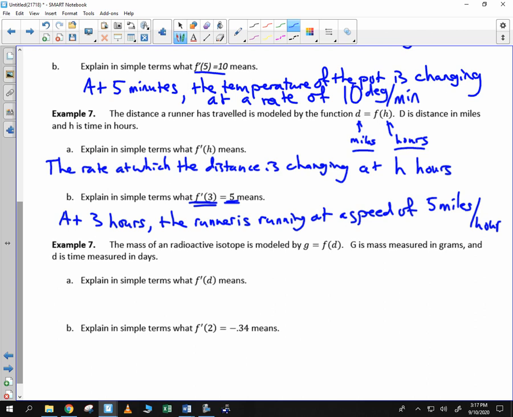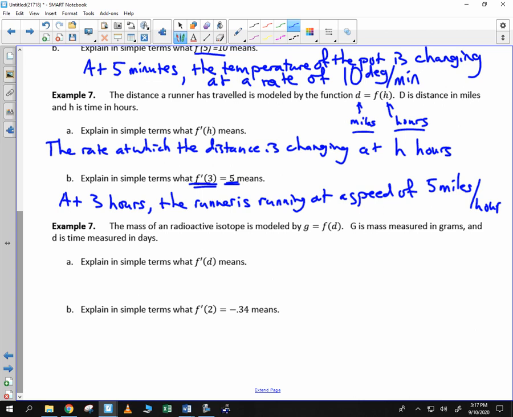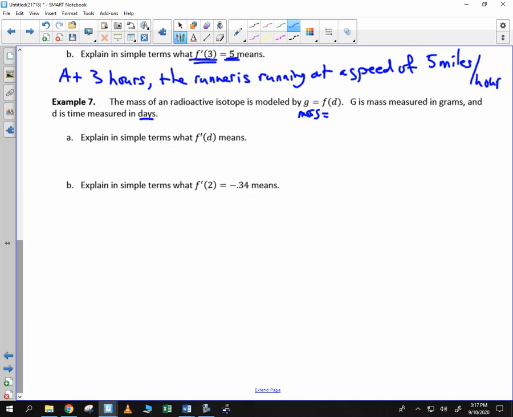Okay, at 3 hours. The mass of a radioactive isotope is modeled by g equals, so this is the mass. Mass equals a function of days. So as days go by, my guess is that the radioactive material drops. So the mass probably drops. So f prime of d, that means the rate at which the mass is changing at d days.